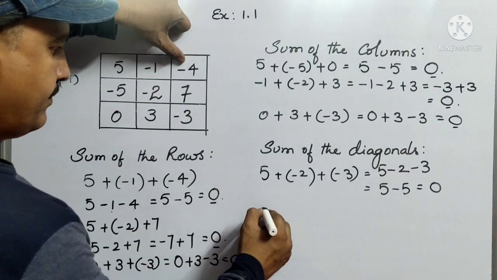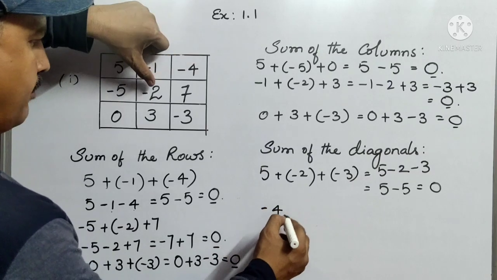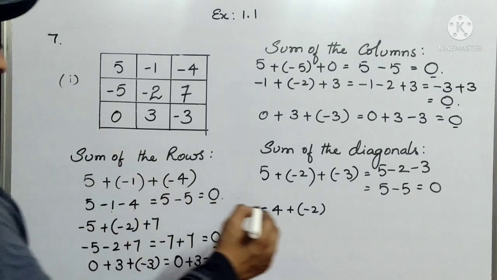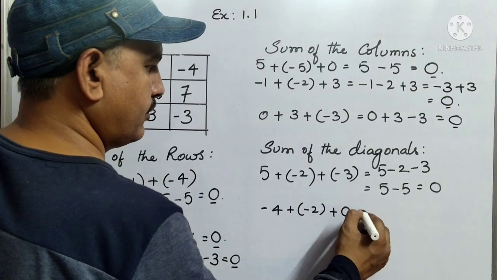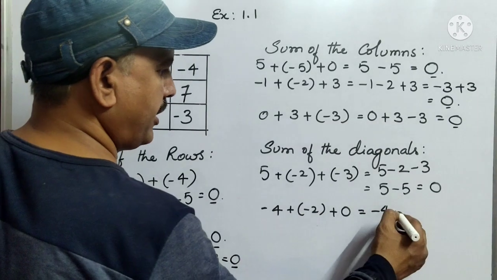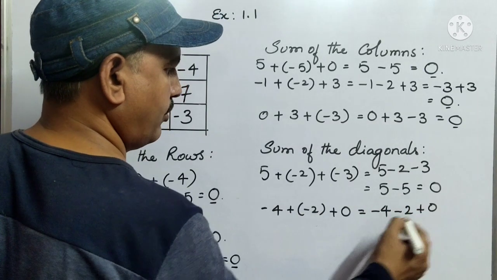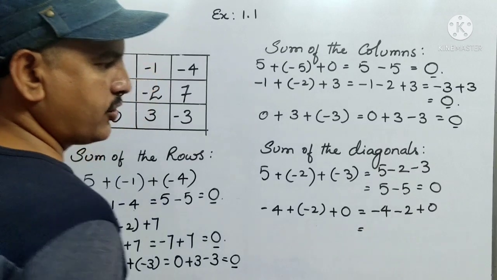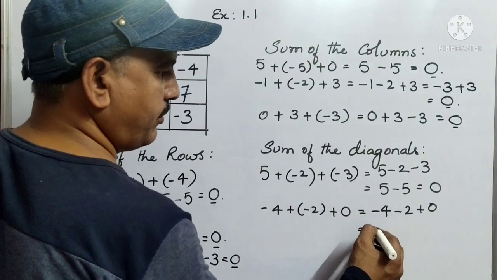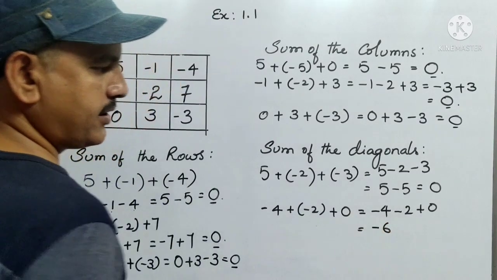Minus 4 plus of minus 2 plus 0. Now minus 4 plus of minus 2 plus 0. Minus 4 and minus 2, both we have to add. So minus 4 minus 2 is minus 6. Minus 6 plus 0 is minus 6 only.